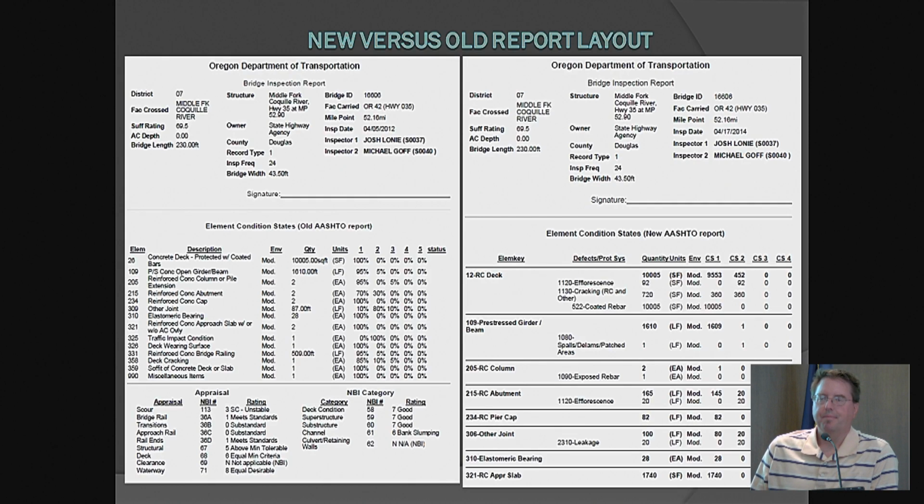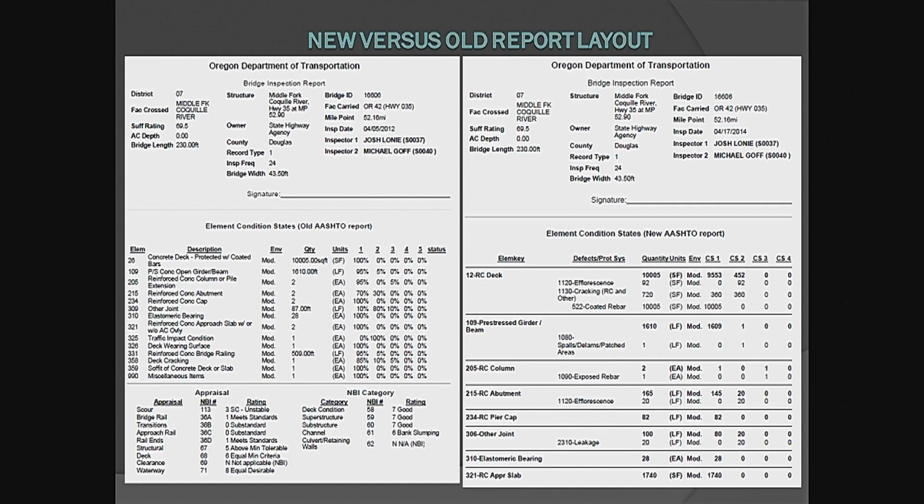Now we're going to look at what the old inspection report versus the new inspection report layout looks like. On the left-hand side, this is what ODOT previously was using. You can see the header information at the top has pretty much all stayed the same on both reports. What really has changed is down here in the condition state area. On the old report, you listed out the element, and then you had a description of the condition state off to the side for that particular element. And it was on a percentage basis.